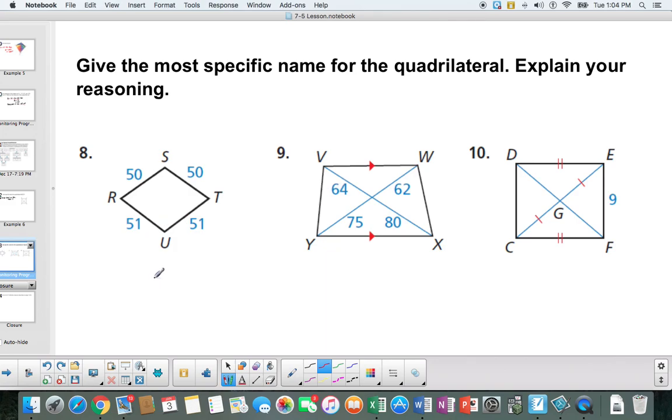Okay, and the answer here should be kite, and that's because two consecutive sides are congruent. And right here, this would be a trapezoid, but not an isosceles trapezoid because the length of this diagonal is not the same as this. This one is just a quad. Nothing special about it other than it's a quad.